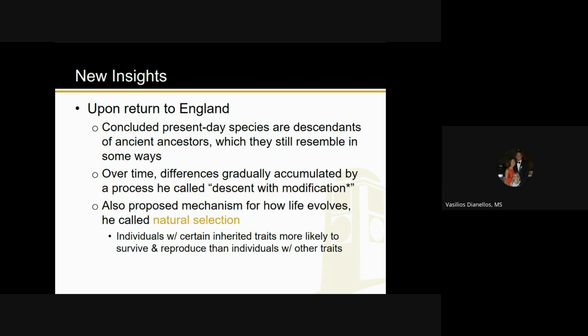But after a long time, he concluded that present-day species are descendants of ancient ancestors, which they still resemble in some ways, right? So he finally came up with that idea, which was in line with what Lamarck had said. But the new stuff was this. Over time, the differences between species and their ancestors and descendants gradually accumulated by a process he called descent with modification. And descent with modification is now what we call natural selection.